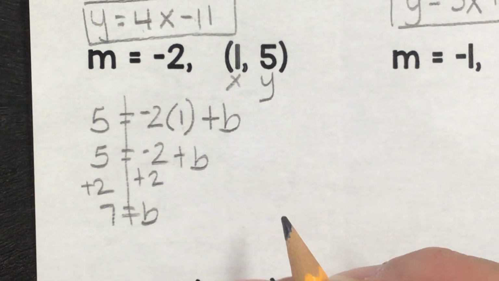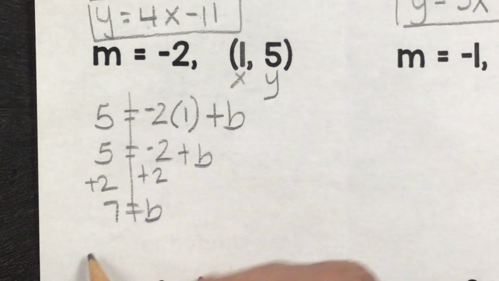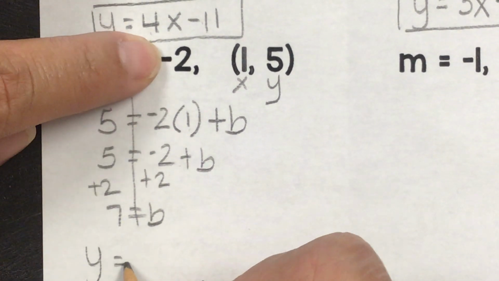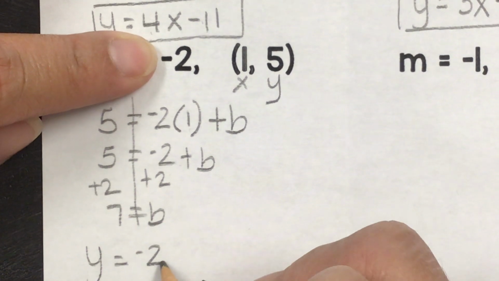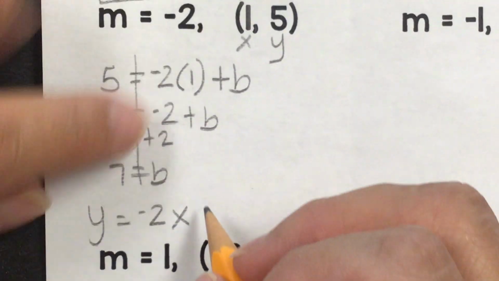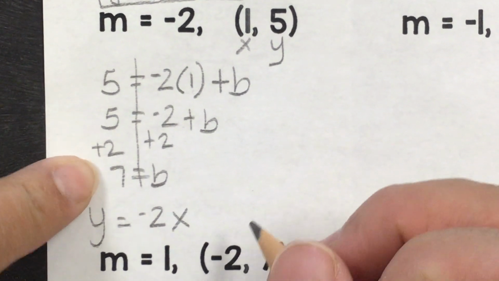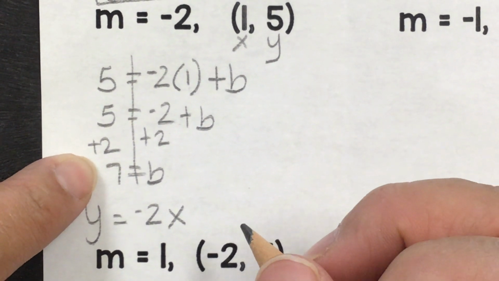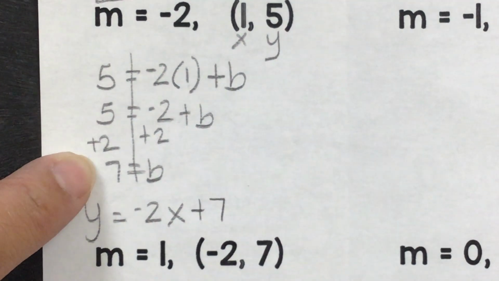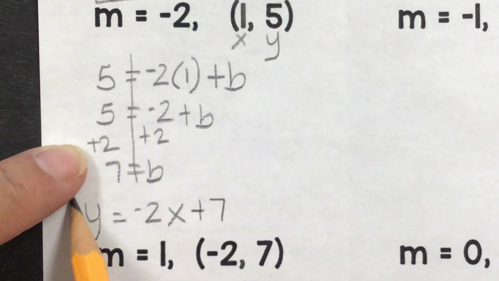But I'm not finished. We have to write the equation of the line in slope-intercept form. So y is equal to the slope, negative 2. Don't forget the x because it has to be multiplied to the slope. And then since this became a 7, a positive 7, we have to write plus 7. And that is the answer I'm looking for.